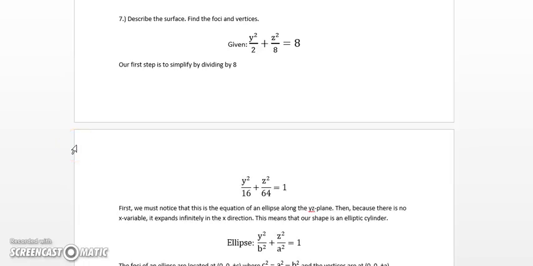Hey guys, this is Jordan with the practice set, and today we're going to do a problem involving cylinders and quadric surfaces, and let's just jump into it.